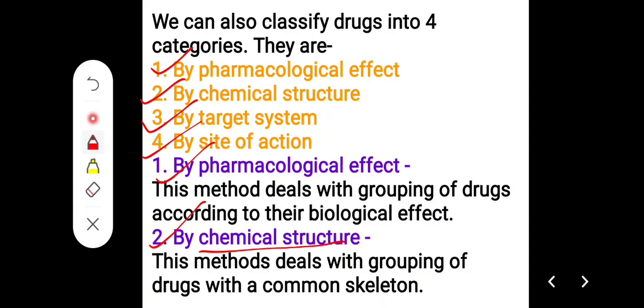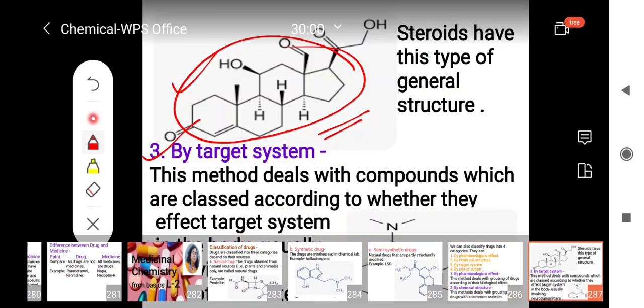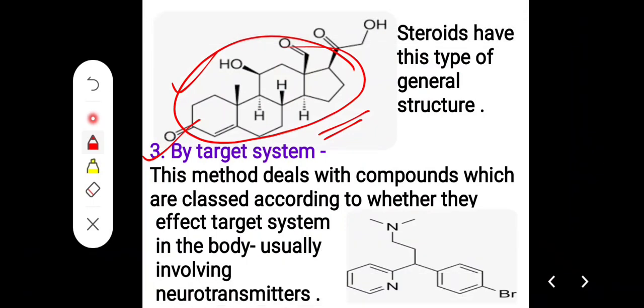Next, chemical structure. This method deals with the grouping of drugs with a common skeleton. If we categorize many classifications on the basis of chemical structure, each class has the same skeletal structure. For example, this is the steroidal structure. Next we have to go to classification by target system.